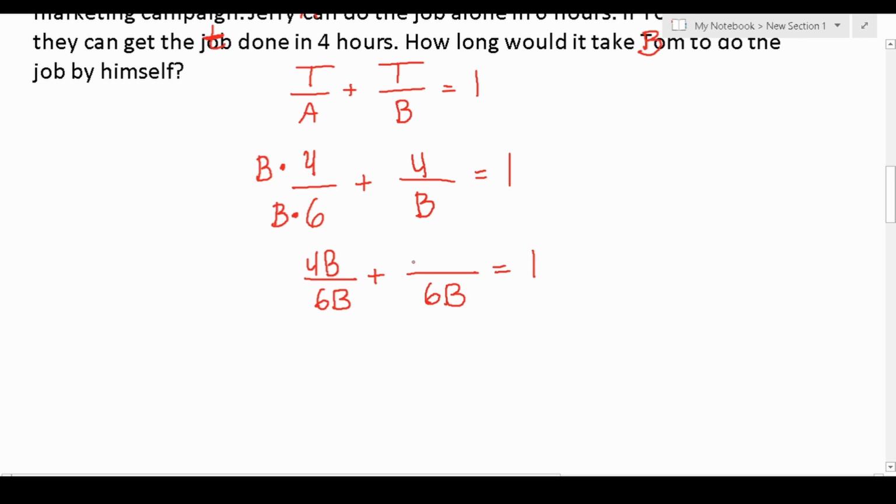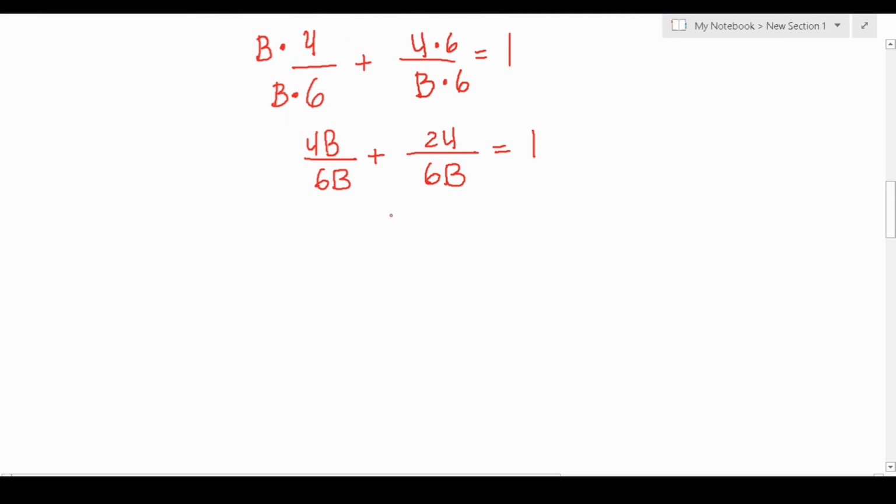Okay. In order to make this denominator 6b, I have to multiply it by 6. Again, given that 6 times b is 6b. What I do to the denominator, I'm also going to do to the numerator. So this is going to be 6 times b, which is 6b, and 4 times 6, which is 24. Okay. So now we can add these fractions accordingly.